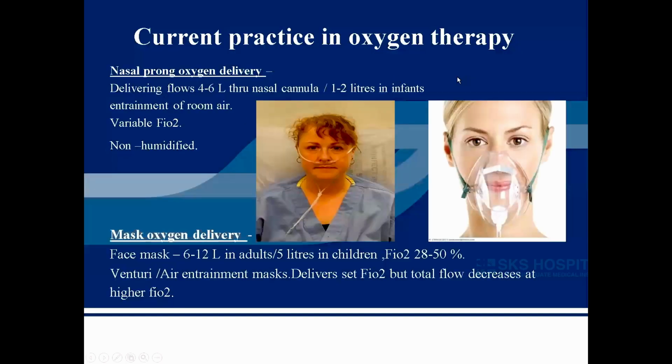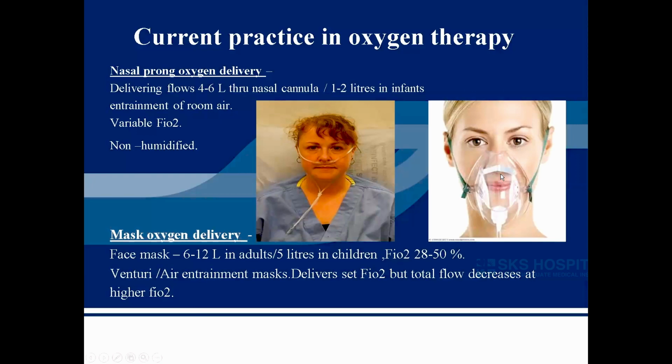The current practice of oxygen therapy, as you all know, we will be either using a nasal cannula, which will be non-humidified oxygen, and again it is a variable FiO2. And as you are well aware, nowadays we are not putting the sterile water or the distilled water into the humidifier, because there are many guidelines. Even the BTS guidelines strongly recommend against using the water in the humidifier, because that will again increase the chances of infection. And the humidification obtained through this bubbling is very, very negligible as well.